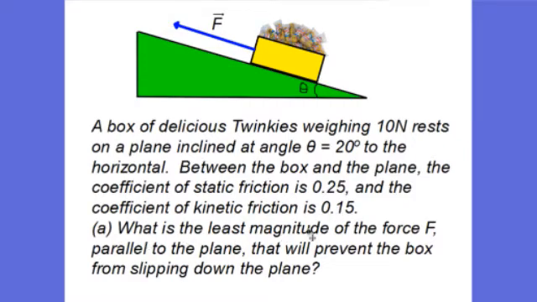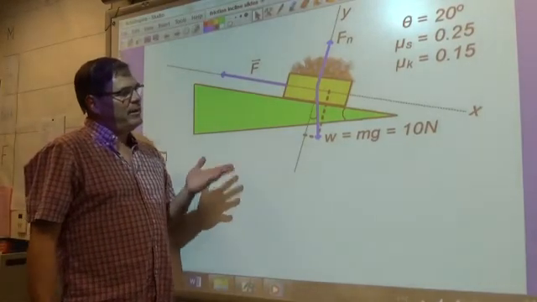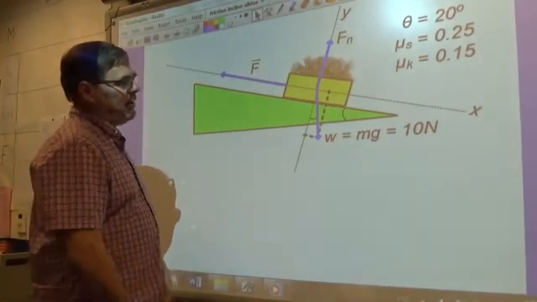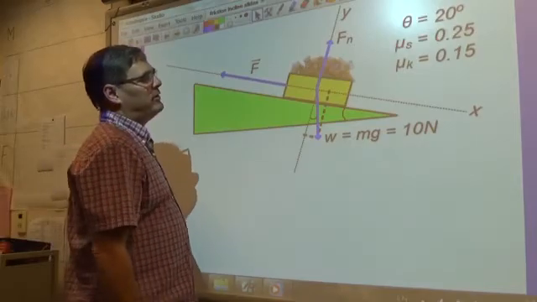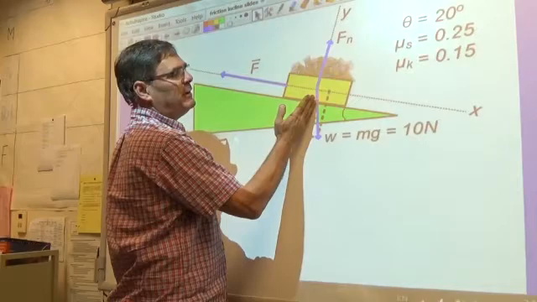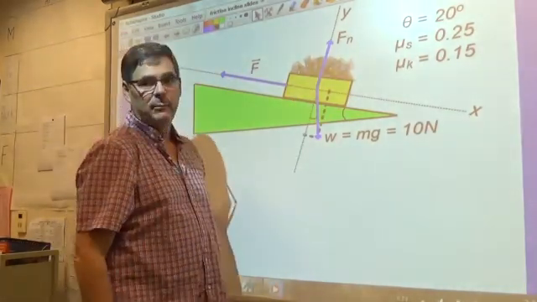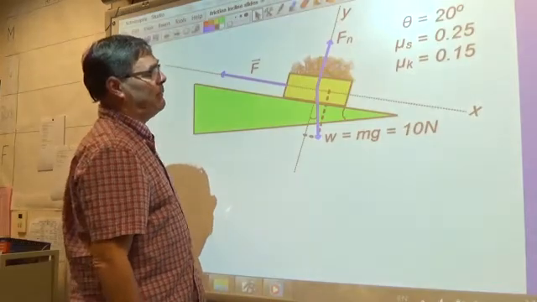What is the least magnitude of the force labeled F parallel to the plane that will prevent the box from slipping down the plane? So we start off by drawing our force diagram. Step one, draw a force diagram of all the forces acting on the box. So the weight, of course, the normal force, which is perpendicular to the surface, and the force that's holding the box from slipping down the ramp.